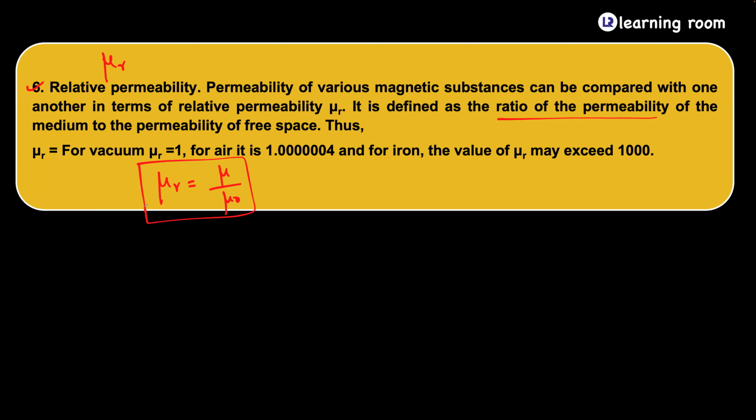Sir. Okay. So having said that, the relative permeability of vacuum is going to be 1, because here you'll write mu naught, here also mu naught. Mu naught by mu naught is 1. Similarly, for air, it is going to be 1.000004, meaning air can get slightly more magnetized compared to vacuum. What about iron? Mu r will exceed 1000. What is the meaning of it? Compared to free space, it is going to have 1000 times more ability to get magnetized. That is the significance of this term. Make sense?